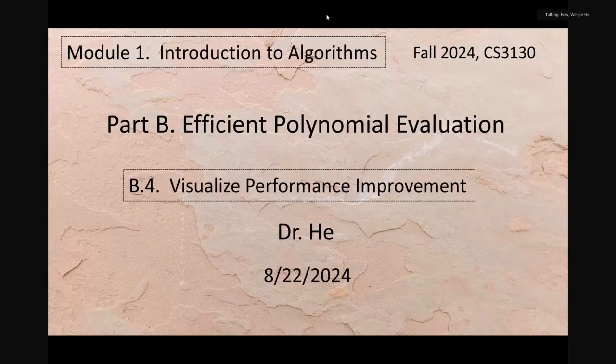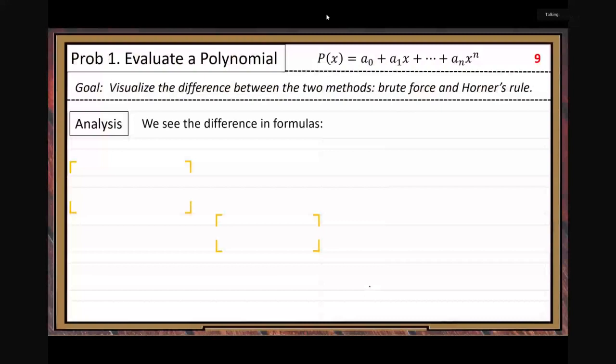I only have 10 minutes, so let me complete B.4, visualize performance improvement. The last step: how big is the improvement? We know we get pretty good improvement, but can you get a concrete view of it? How large is the improvement? Here I want to impress you.